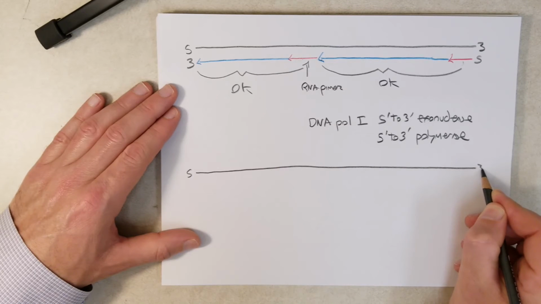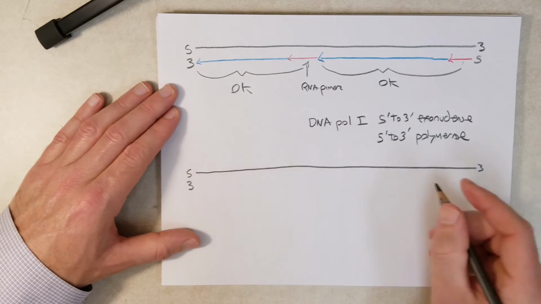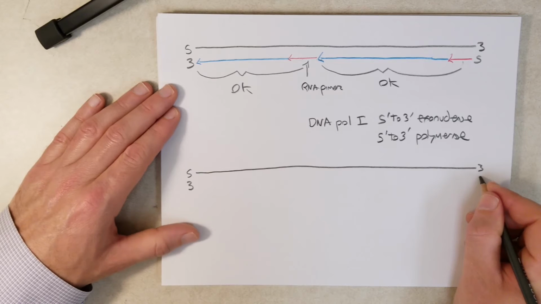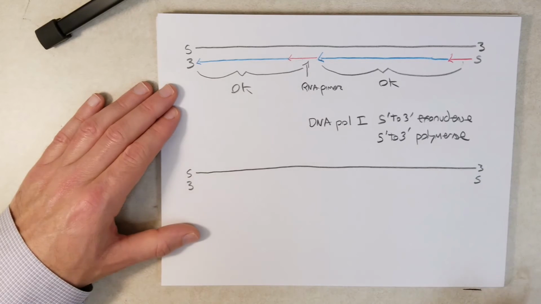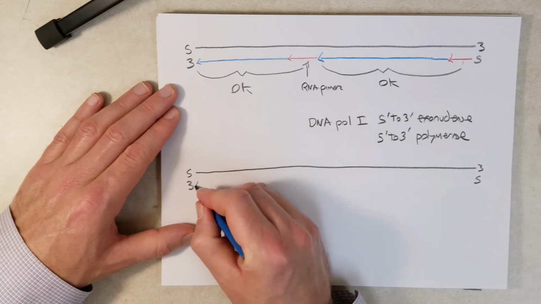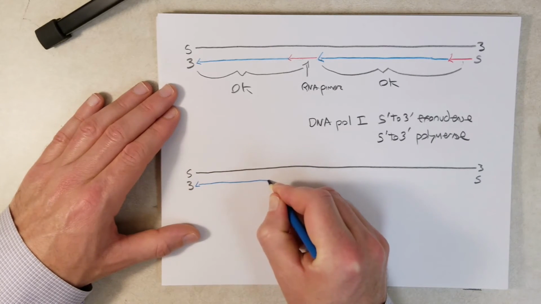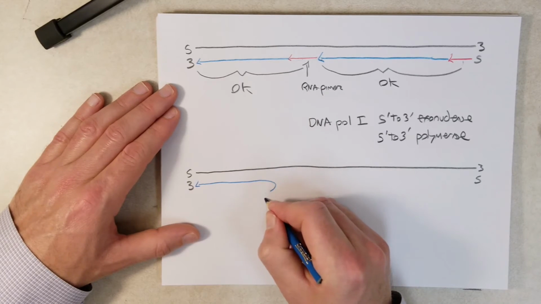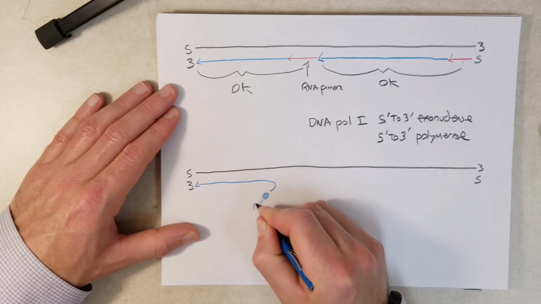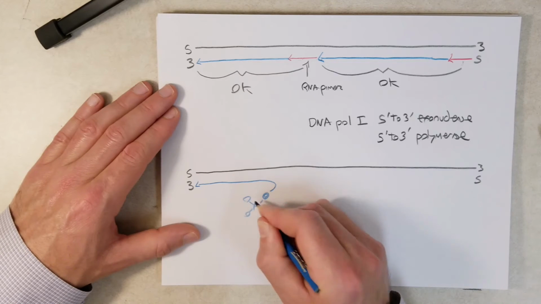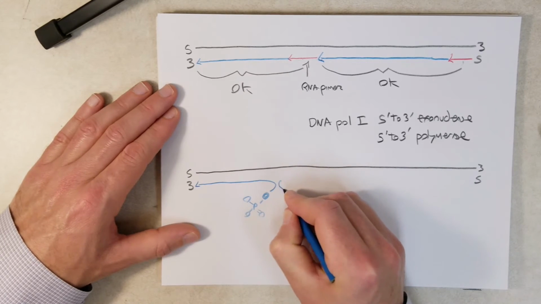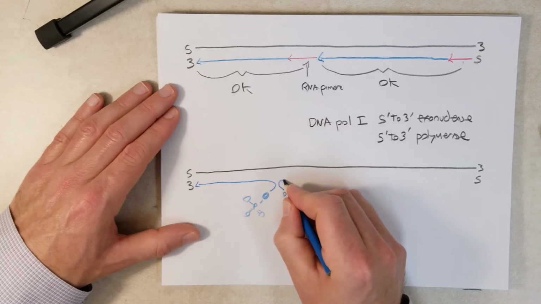I'm not sure if anyone knows the mechanism by which it falls off the template or stops polymerizing DNA, but it's supposed to keep going until it removes all the ribonucleotides. And what we're going to be left with is a small nick. I'm going to put a phosphate group here, and an OH group here.